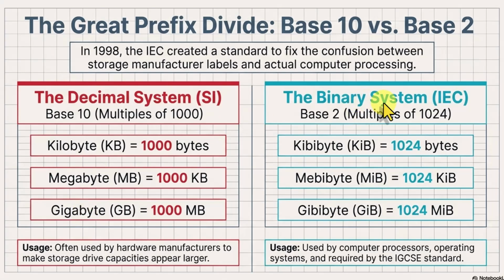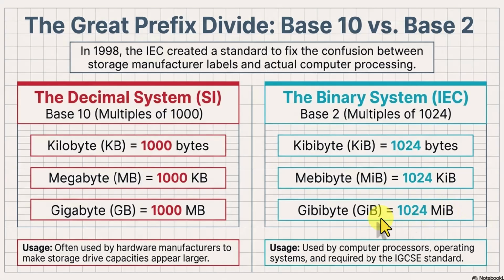On the other hand, the binary system has multiples of 1024. For example, 1024 bytes make 1 kibibyte. 1024 kibibytes make 1 mebibyte.